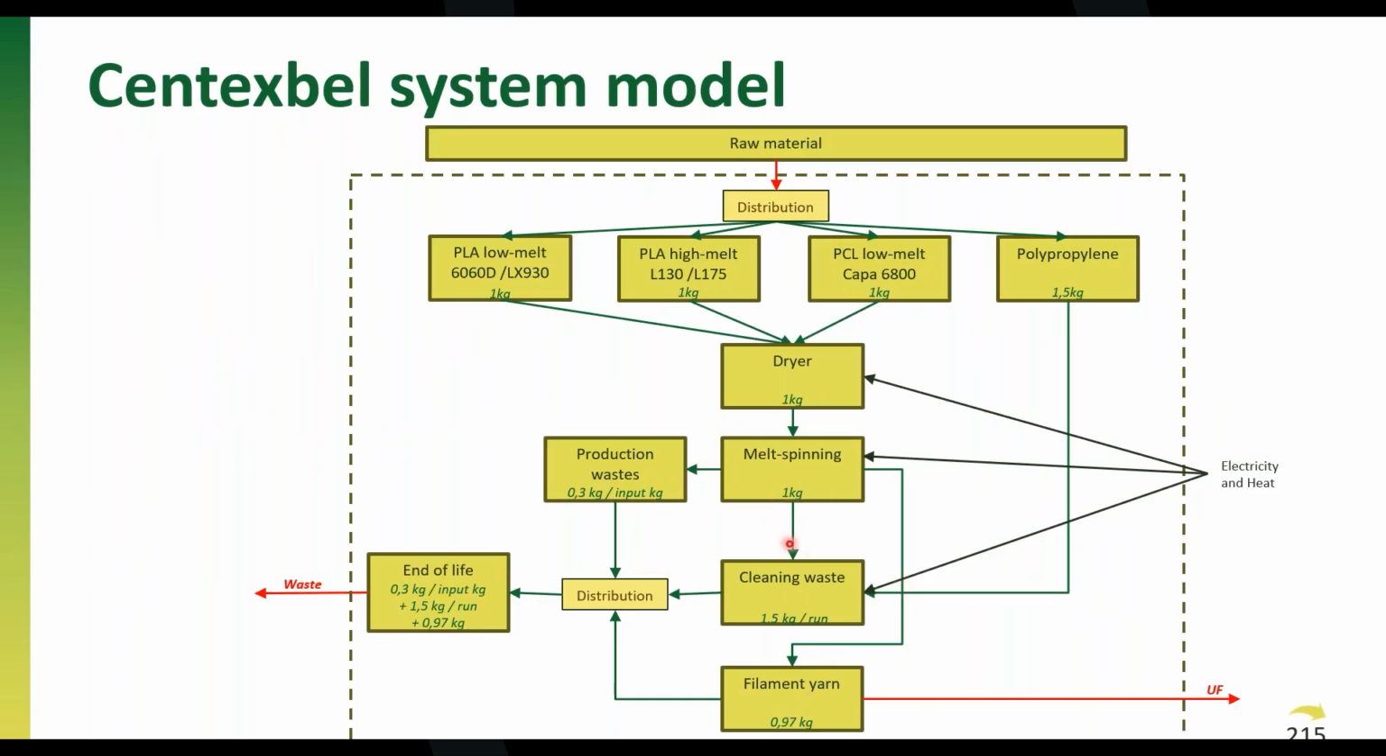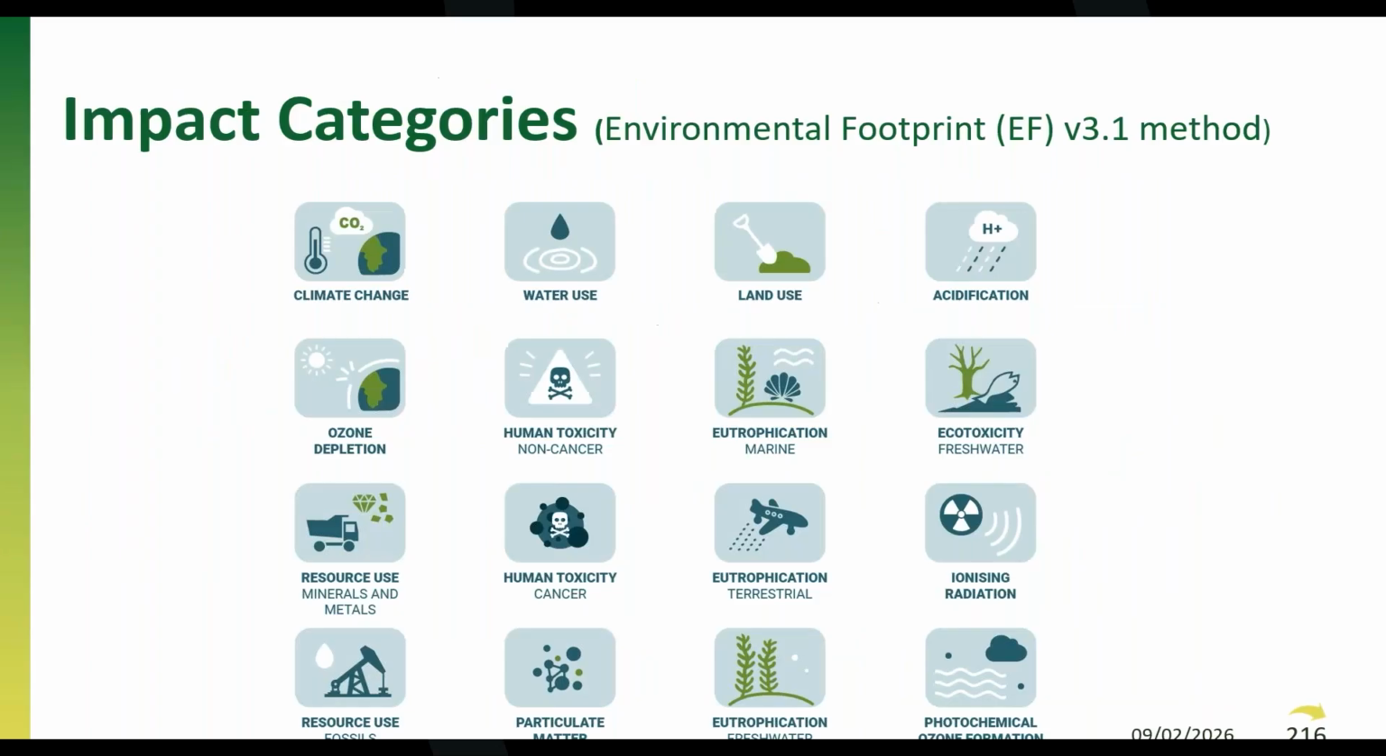We also considered the waste for cleaning and the production waste. So you see the amounts, 1.5 kg per run and 0.3 kg per run, and then the end of life consideration for those wastes. And the filament yarn itself was sent for the organosheet. In each step we had input of electricity and heat, and where needed, water as well.